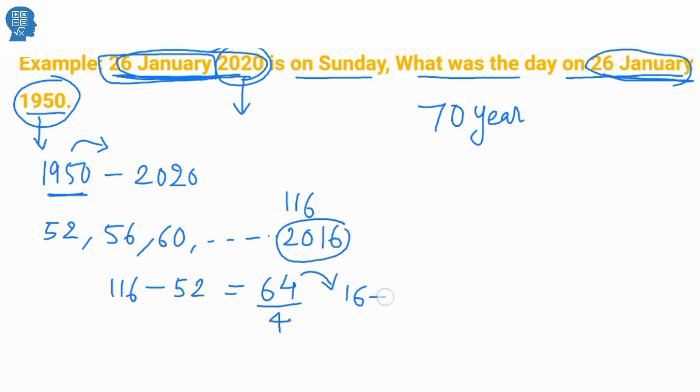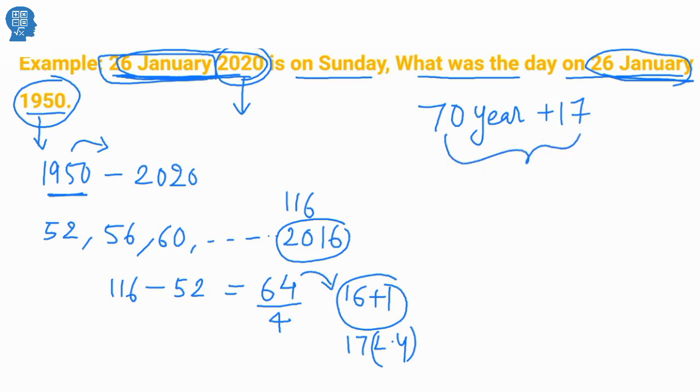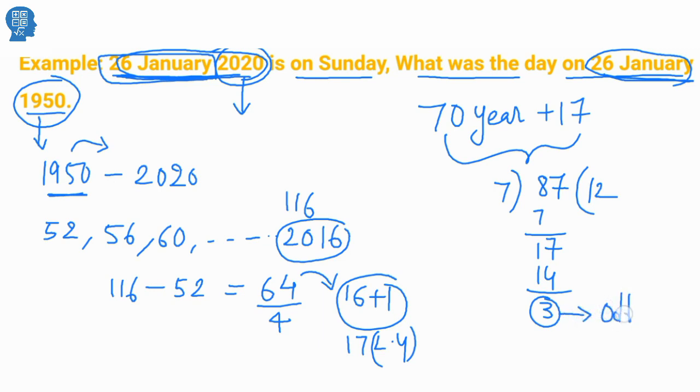After getting 16, we just need to add 1. So we have 17 leap years. These 17 leap years need to be added here, plus 17. So 70 plus 17 gives you 87. To find the number of odd days, we just have to divide by 7. 7 12s are 84, remainder 3. So the number of odd days is 3.